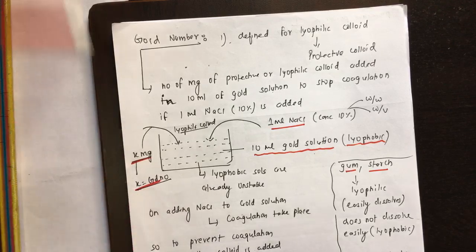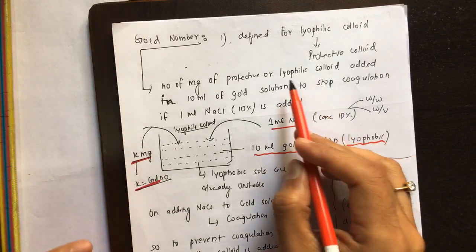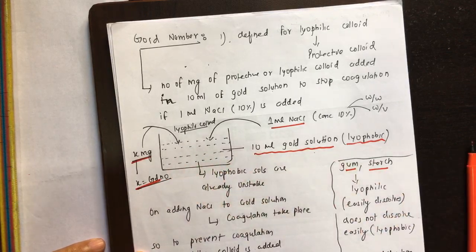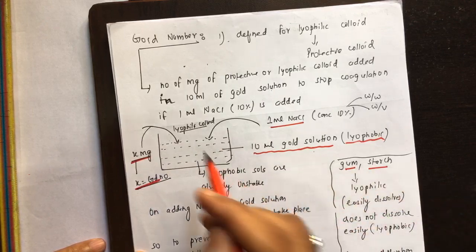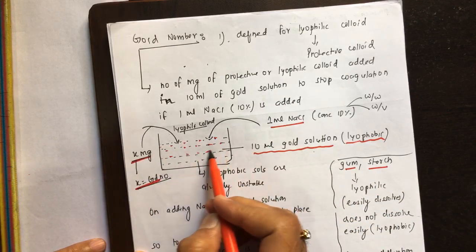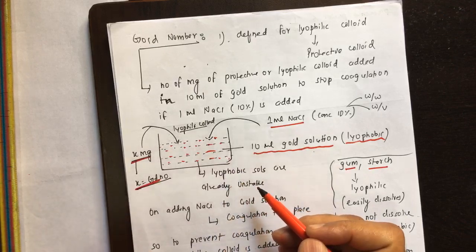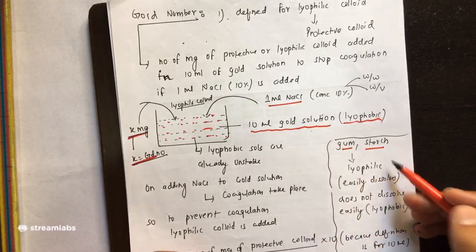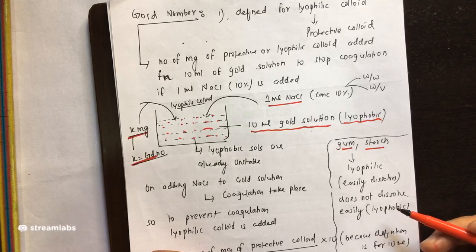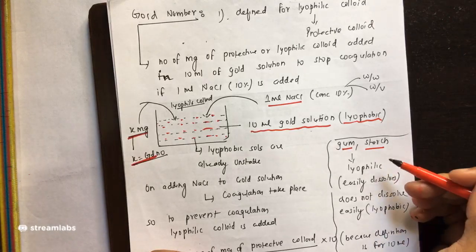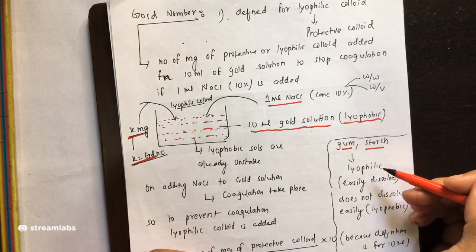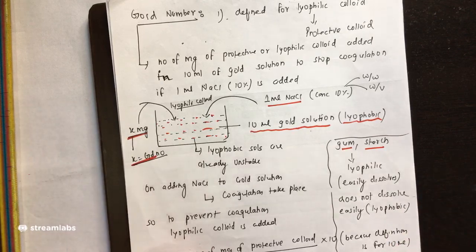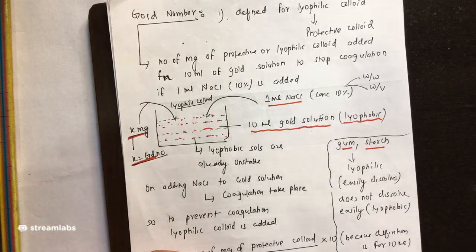Number of milligrams of protective or lyophilic colloid added in 10 ml. So here we have this particular setup which we have talked about. This is 10 ml gold solution, which is lyophobic. Lyophobic means it does not dissolve easily, dear students. But lyophilic substances dissolve easily, like gum and starch, therefore they are lyophilic. One which dissolves easily is lyophilic, and one which does not dissolve easily is called lyophobic.